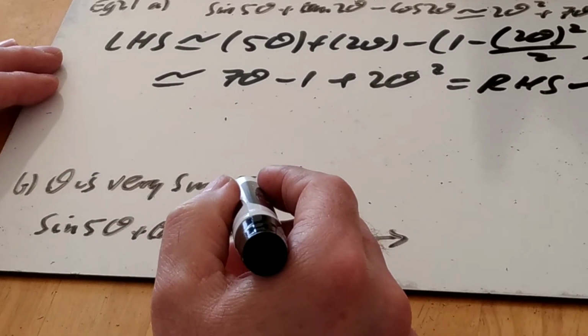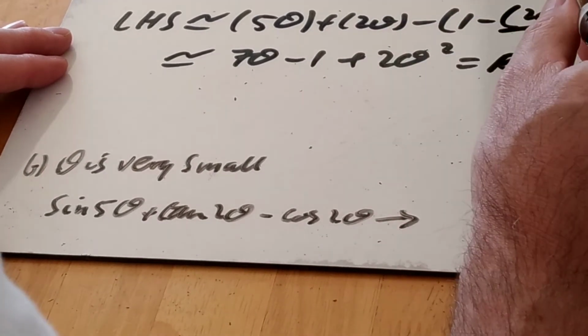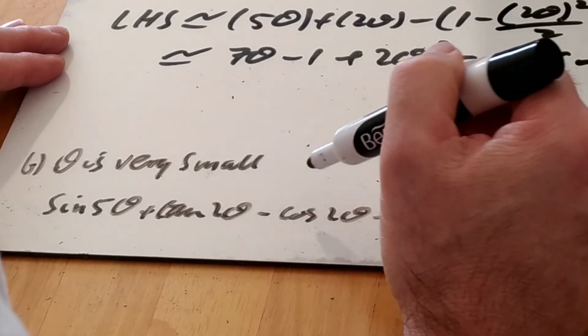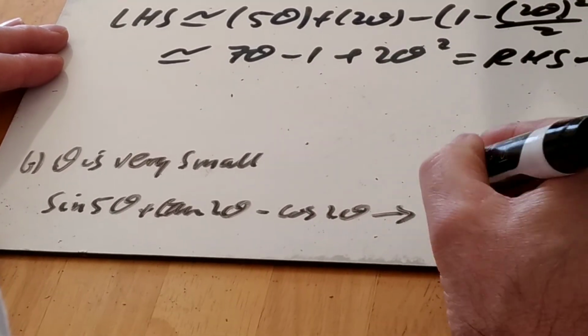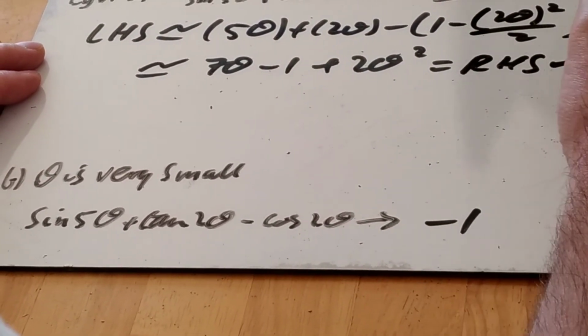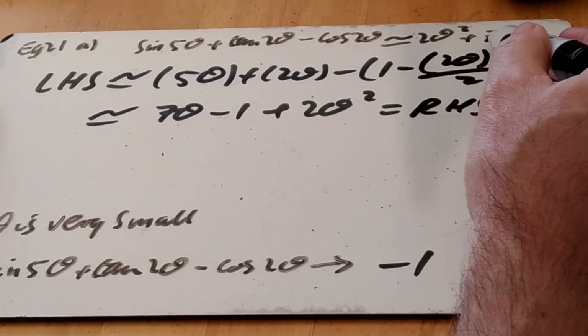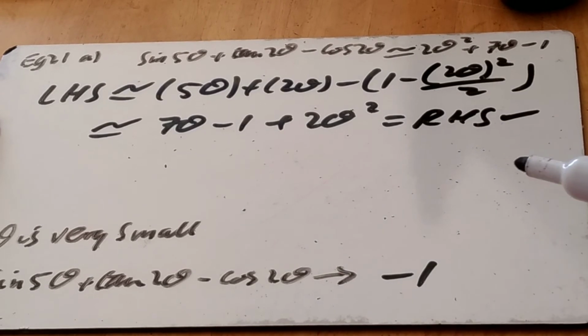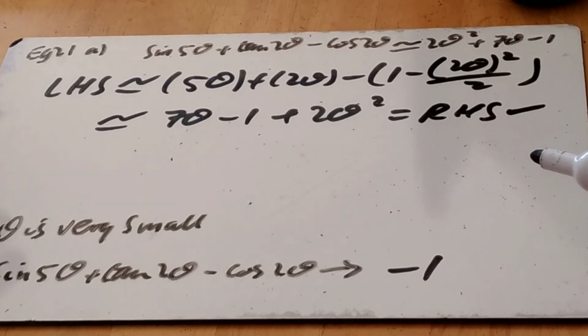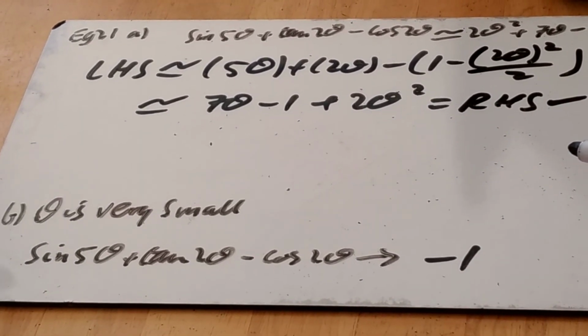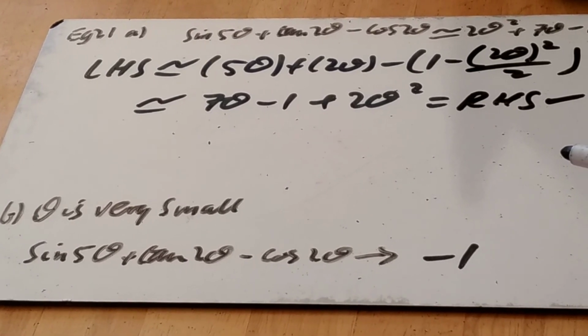If theta is small, then the expression on the right hand side, well, as theta tends towards 0, this expression on the right hand side will just tend towards the constant that's left, the minus 1. The 2 theta squared is very small indeed, the 7 theta is deemed to be small, so we're left with minus 1. And having seen that, you should now be able to try the exercise 5F on page 134.